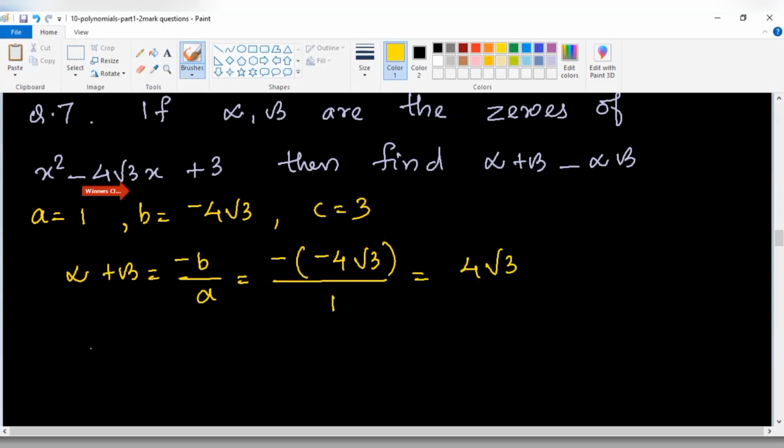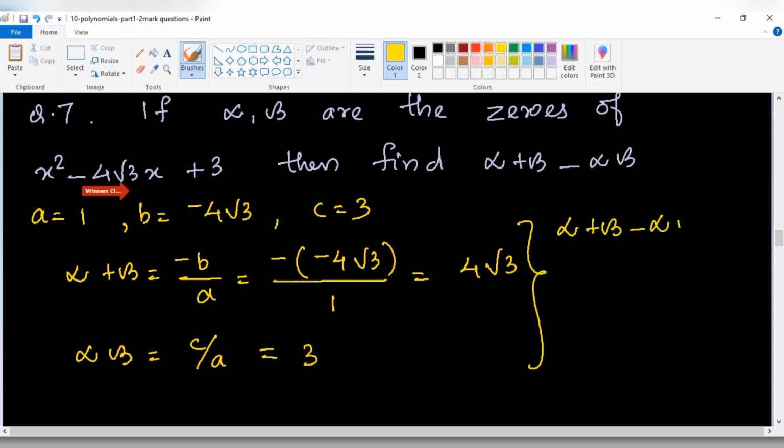And alpha beta is C by A, that is 3. So we have to give these values. Alpha plus beta minus alpha beta is what we have to find out. So alpha plus beta is 4 root 3, minus alpha beta is 3. This is the answer. So 4 root 3 minus 3. This is enough.